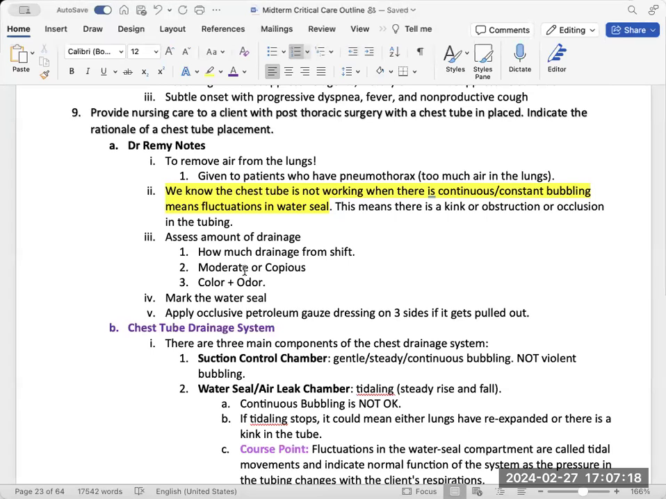I have a question. What does copious mean? Is that another word for moderate, or is that supposed to be a different category? Copious means like a lot of secretions. Moderate's different.